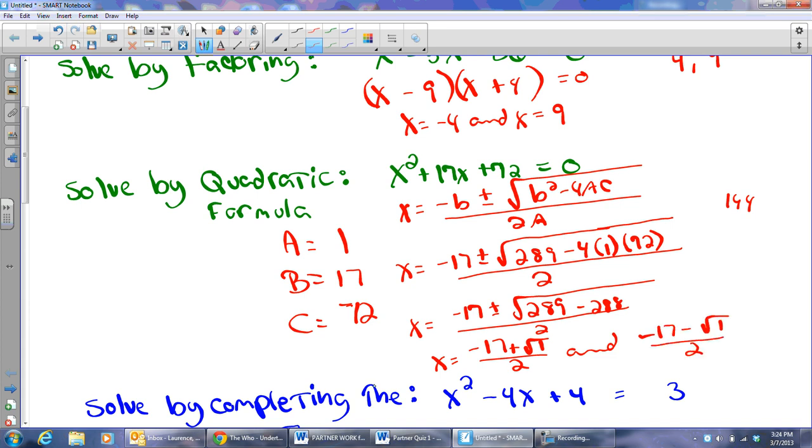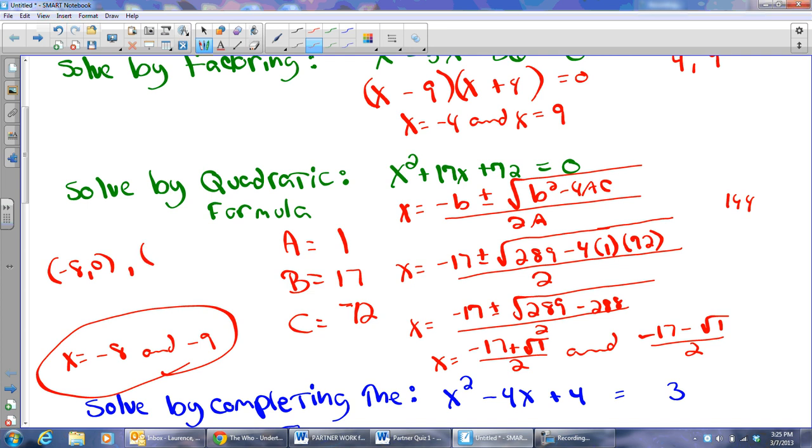And of course, I'll simplify those, and I'm going to do that over here. Negative 17 plus the square root of 1 is negative 16, so that's a negative 8 when I divide by 2. And then the other solution, negative 17 minus 1 is negative 18, divided by 2 is negative 9. And so there are two solutions. If you want to write them this way, our roots, our zeros, our solutions, there we go.